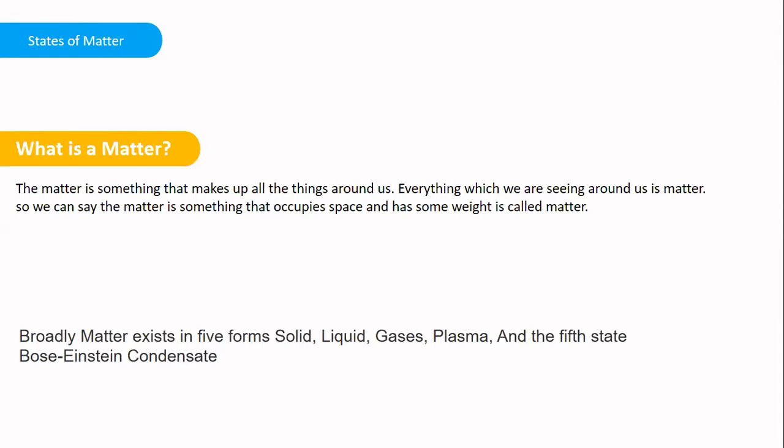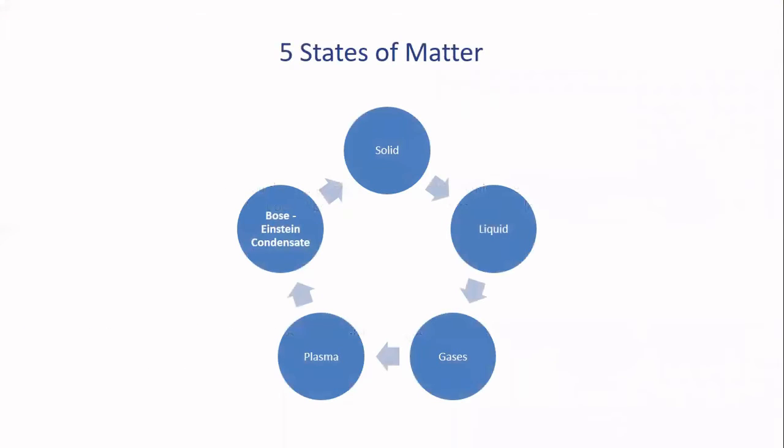Basically, matter is divided into 3 forms. But if we talk broadly, matter exists in 5 forms: solid, liquid, gases, plasma, and Bose-Einstein condensate. Maybe you have learned about only the 3 states of matter, that is solid, liquid, and gases, which we commonly see around us. But there are more states of matter as well, that is plasma and Bose-Einstein condensate. So today I am going to explain in detail all these 5 states of matter.